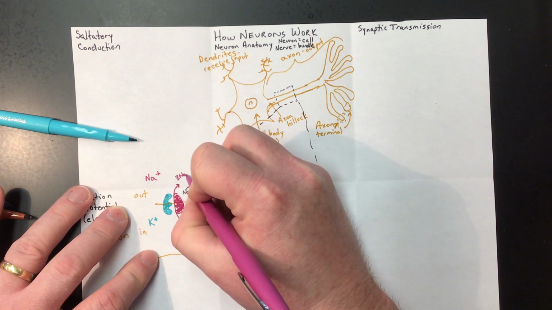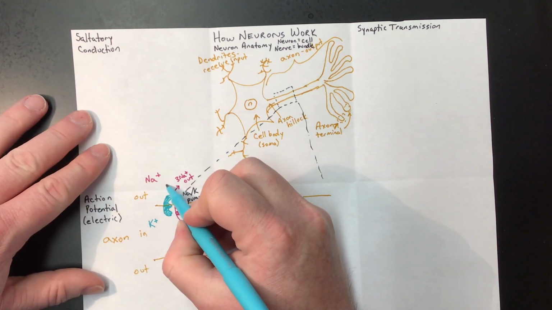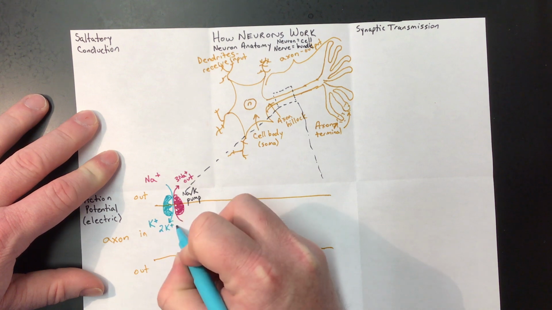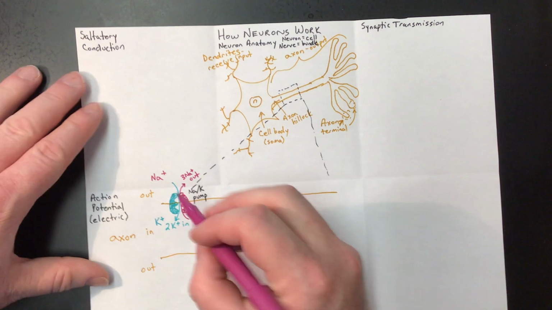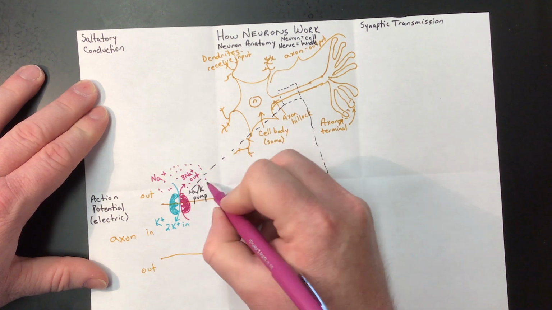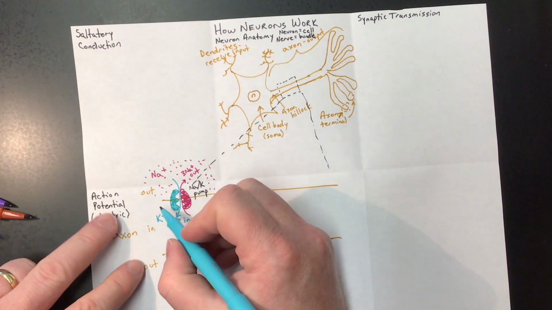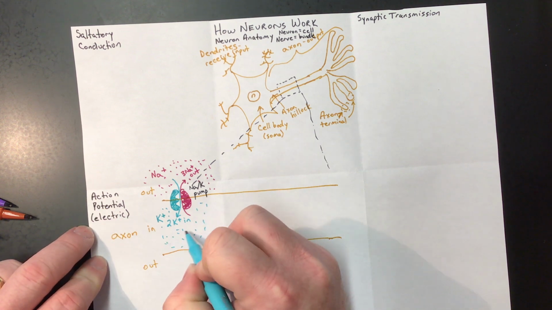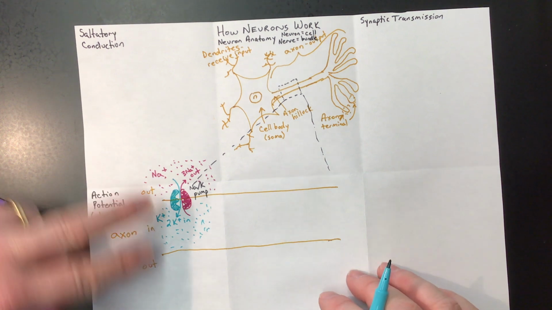And the job of the sodium potassium pump is to pump 3 sodiums out and 2 potassiums in. And what ends up happening is we get a lot of sodium ions out here on the outside that build up, and a lot of potassium ions on the inside of the neuron. And now we've built up this difference.